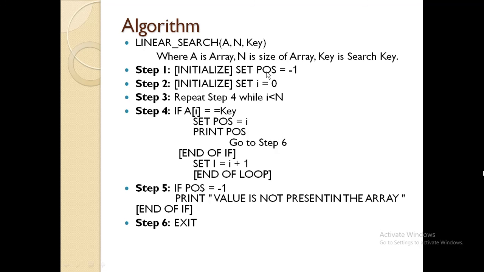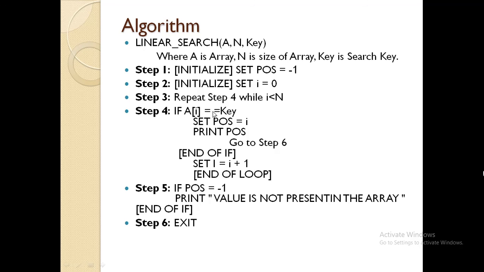Initially the position is -1. Whenever the element is found, here we can store any other value in position. You can store 1 or any other value if the element is found. Then we have to iterate a for loop starting with 0 to the last location, that is n. n is nothing but the number of elements of the array. So here your key is compared with each and every location of the array.